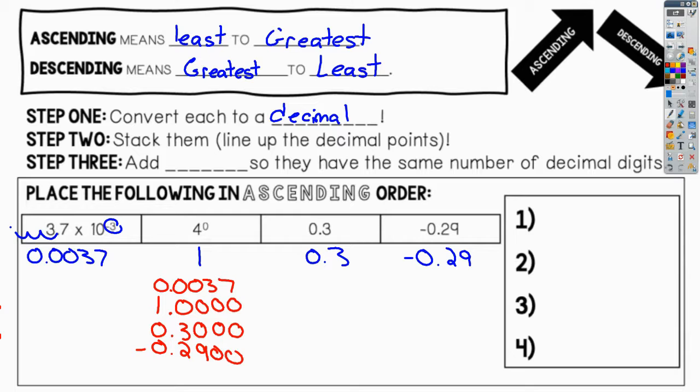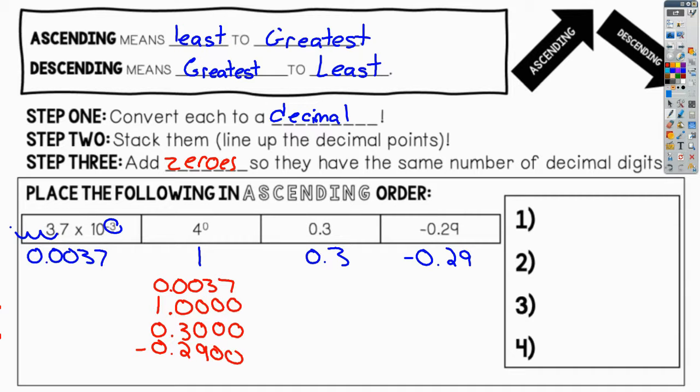And then all I got to do, make sure you add the zeros. I should have written that down. Add the zeros. Now all you got to do is go left to right and figure out which one's the largest and the smallest. So ascending is least to greatest.